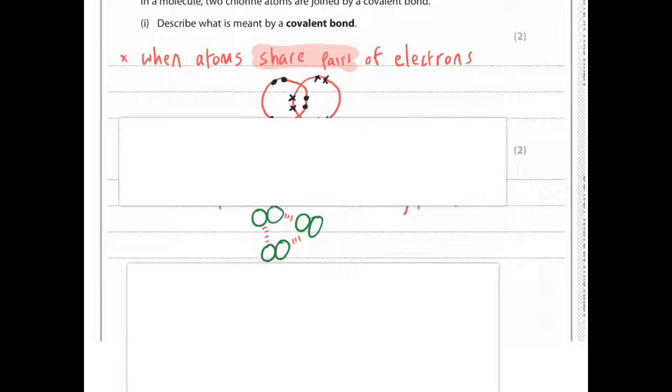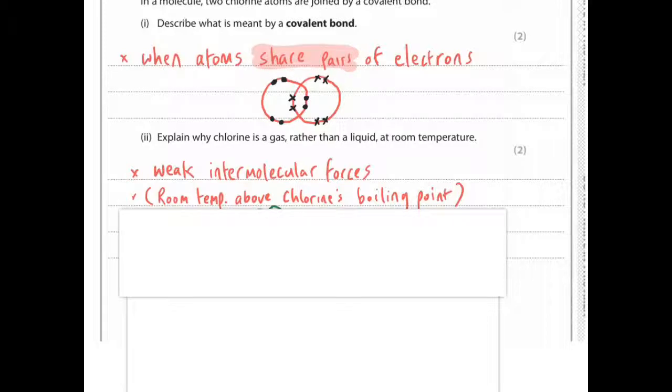So that means, for example, at room temperature, there might be enough energy to overcome this force of attraction and cause these bonds to break in some chemicals, so they evaporate and become a gas. Whereas in others, they're a bit stronger and they can hold together even at room temperature, so they remain as a liquid. So you'd say that the forces between the chlorine molecules are weak. They have weak intermolecular forces. So chlorine is a gas because it has weak intermolecular forces, and at room temperature, it's above chlorine's boiling point.